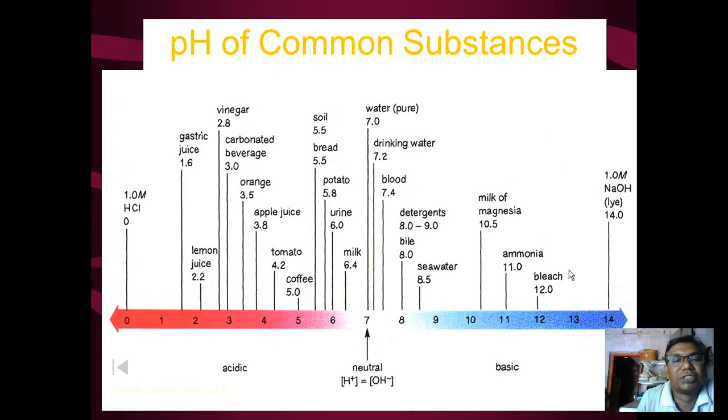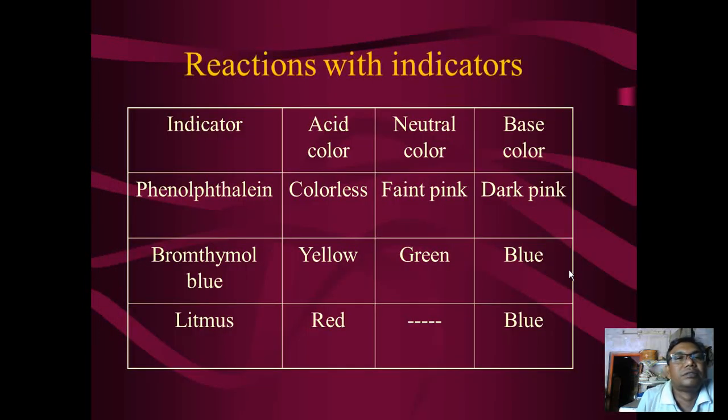A neutral solution, where H+ is equal to OH-, is water. Pure water is 7, and drinking water is around 7.2. Indicators are substances or chemicals used to find whether a solution is acid, base or neutral. Phenolphthalein is used.